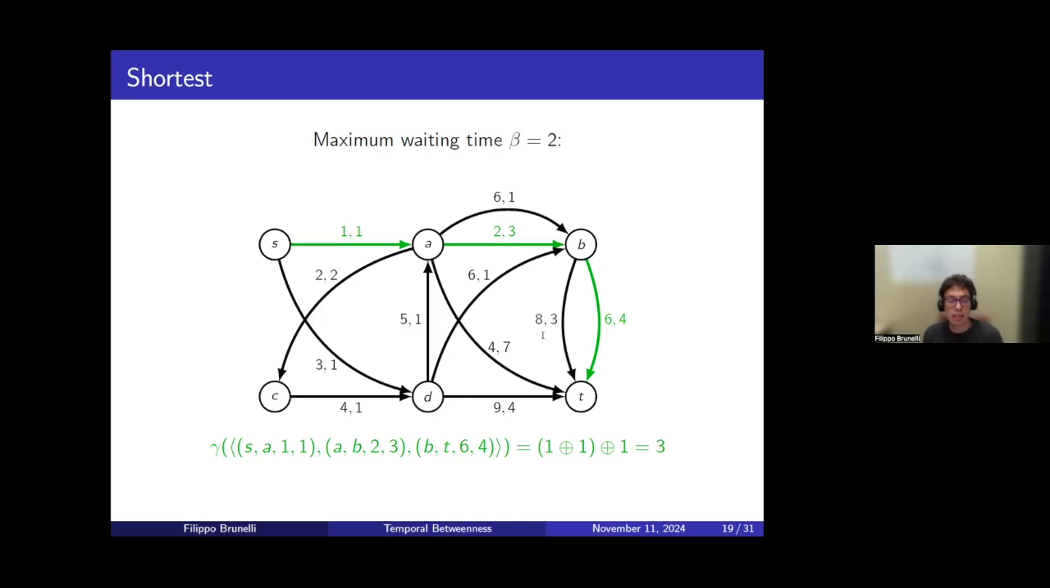So this way we can also, for example, model the walks that have minimum sum of delays. It's sufficient to assign to each temporal edge its delay as cost. So for example, this edge would have cost 1, this edge would have cost 3, and this one would have cost 4. Then when we compute the cost of the walk, we simply are adding the delays.